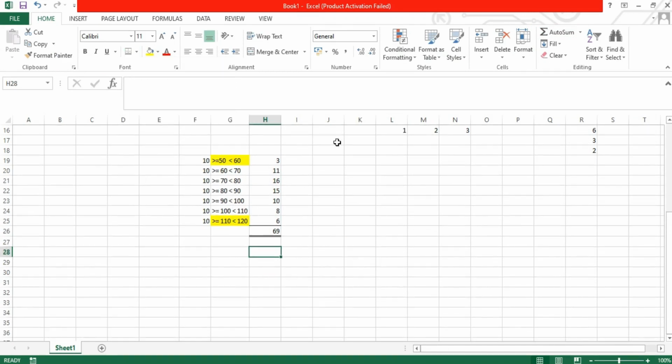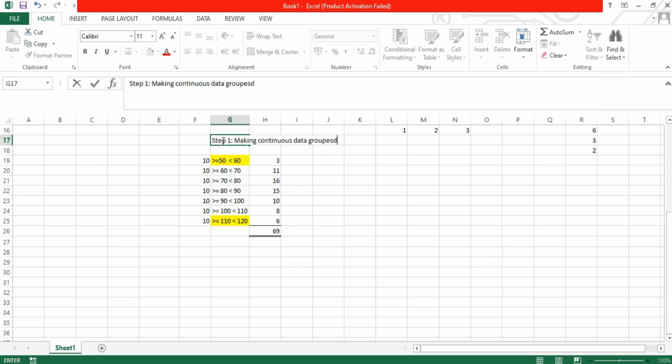Okay, now we'll see. Now it's a group data. So step 1 is basically making continuous data grouped, right? Grouped with similar widths, that means class widths, and changing and including end values for all classes, as part of the histogram. Refer to the histogram section for this. Okay.